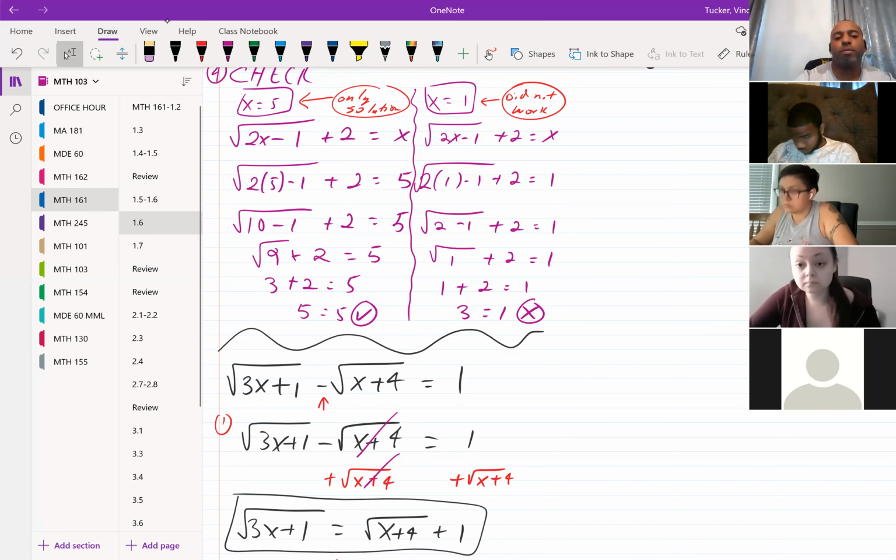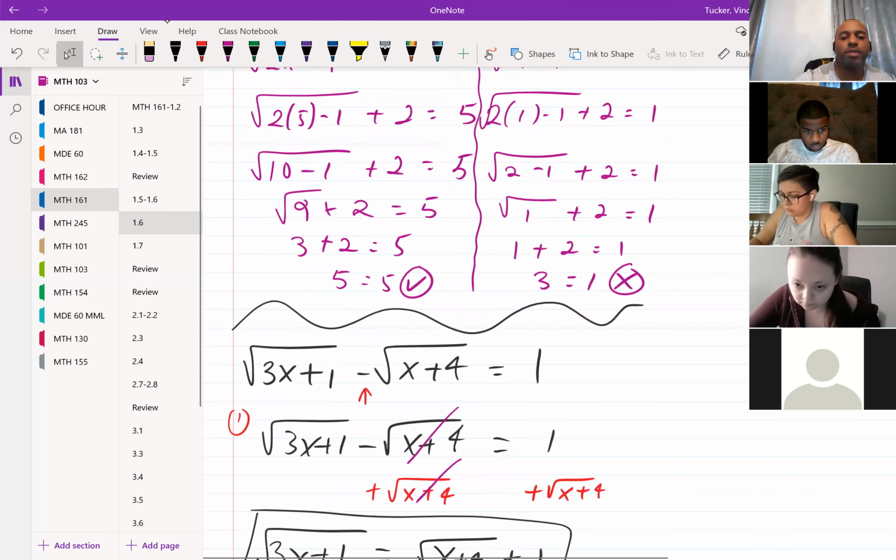Anybody still holding on to the purple? Okay, I can magnify this a little bit.